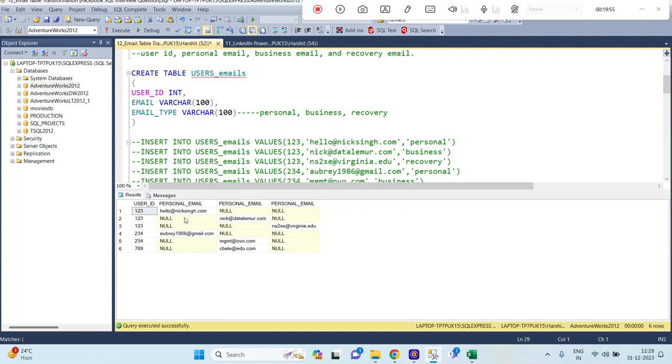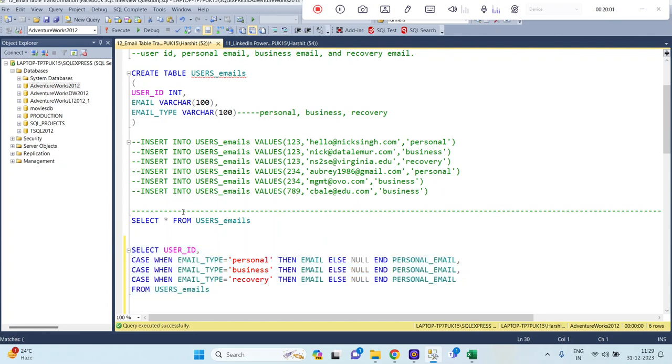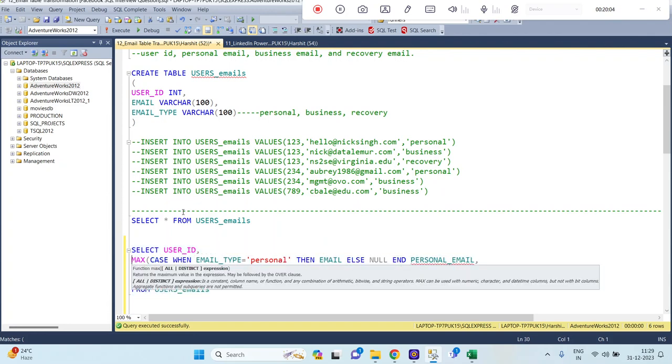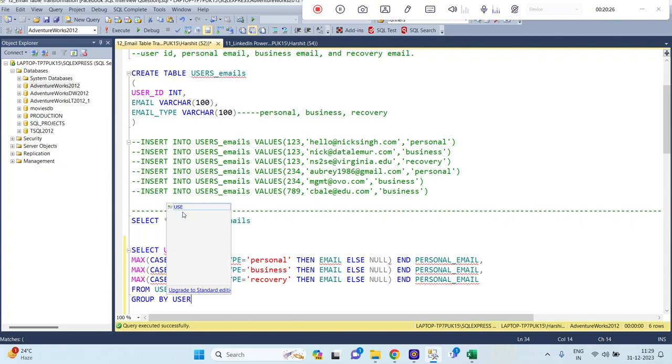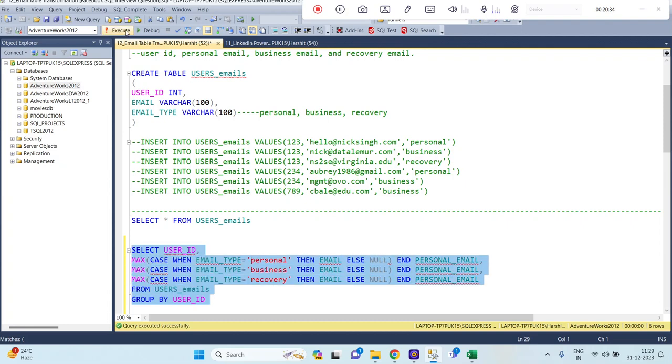For that, what we need to do? Simple thing, right? We need to use an aggregate function. So let me do that. Here we can use max, max, and then close this bracket, close this bracket, close this bracket. Group by user ID. What is wrong over here?